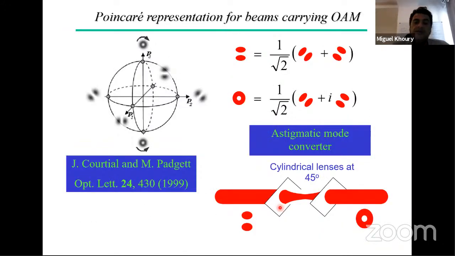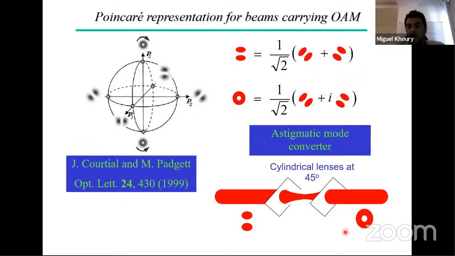So the interesting thing is that it's not only a formal representation of the modes, but we can actually make transformations on this sphere by using a telescope, an astigmatic telescope, a telescope with cylindrical lenses that we call an astigmatic mode converter, that can, for example, convert a Hermite-Gaussian mode into a Laguerre-Gaussian vortex mode.